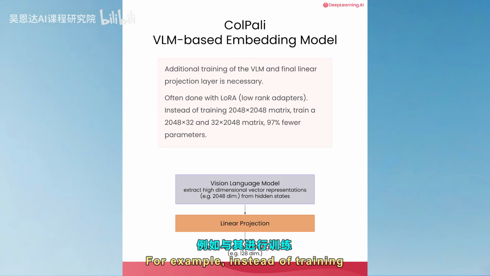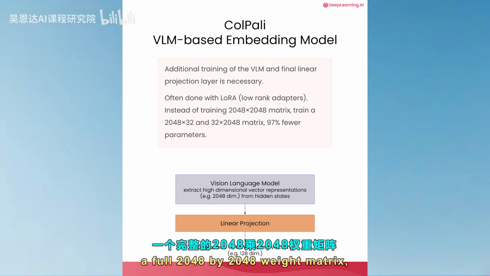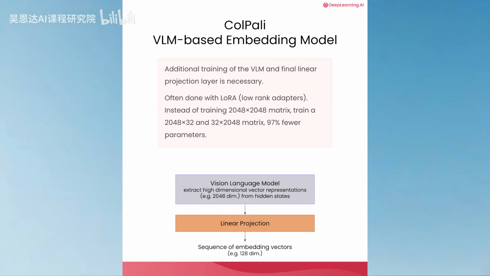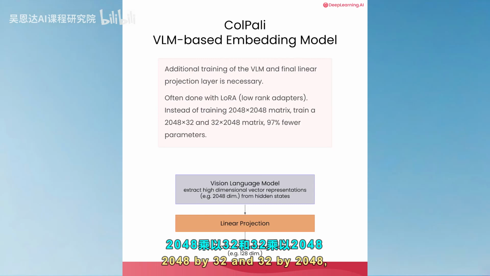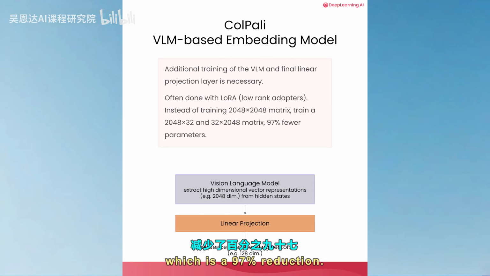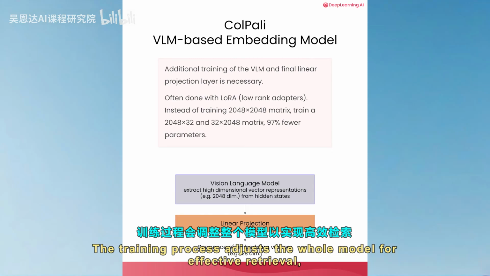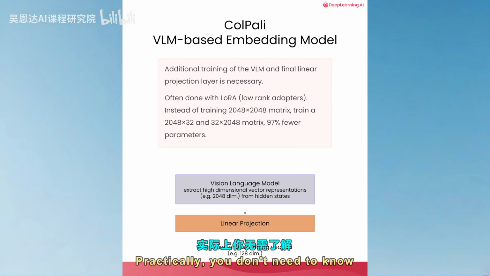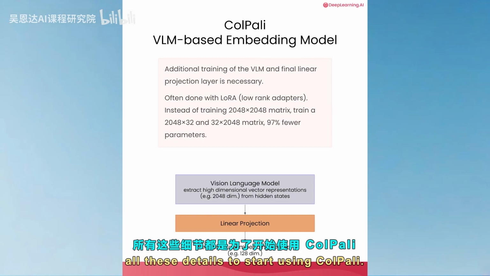For example, instead of training a full 2048 by 2048 weight matrix requiring over 4 million parameters, LoRA uses two matrices of size 2048 by 32 and 32 by 2048, requiring only around 131,000 parameters, which is a 97% reduction. The training process adjusts the whole model for effective retrieval, but due to these optimizations, it's easier and faster than full fine-tuning. Practically, you don't need to know all these details to start using ColPali.